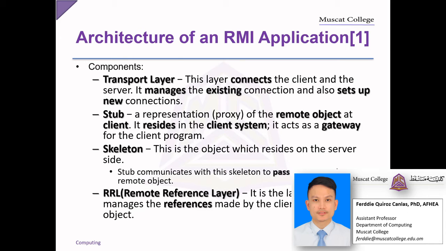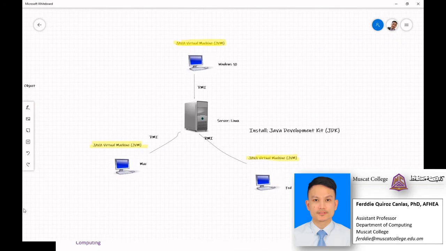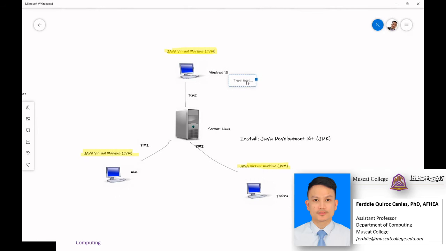Why is it like that? Because sometimes the client machine is not only requesting one method. You have to remember that. Sometimes your machine, let's say for example this Windows 10 here, may be calling the add numbers method, or it might also be calling, for example, subtract numbers.